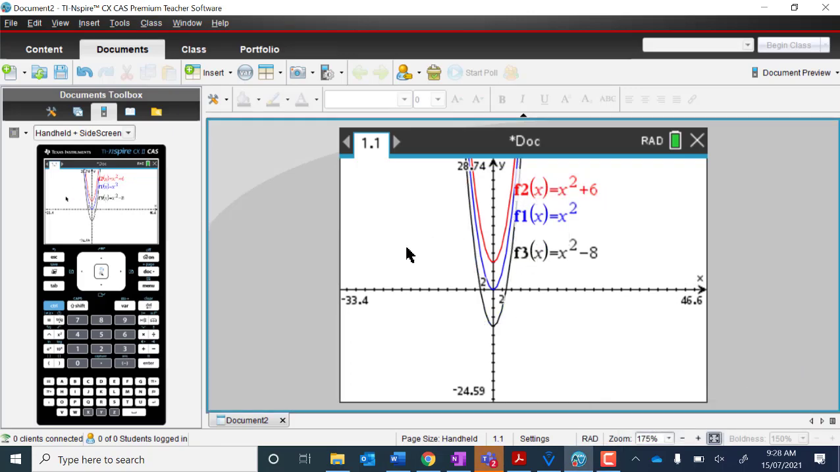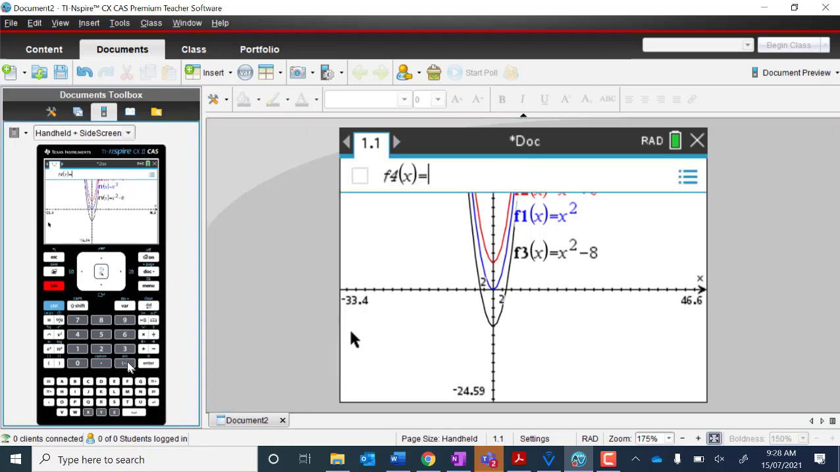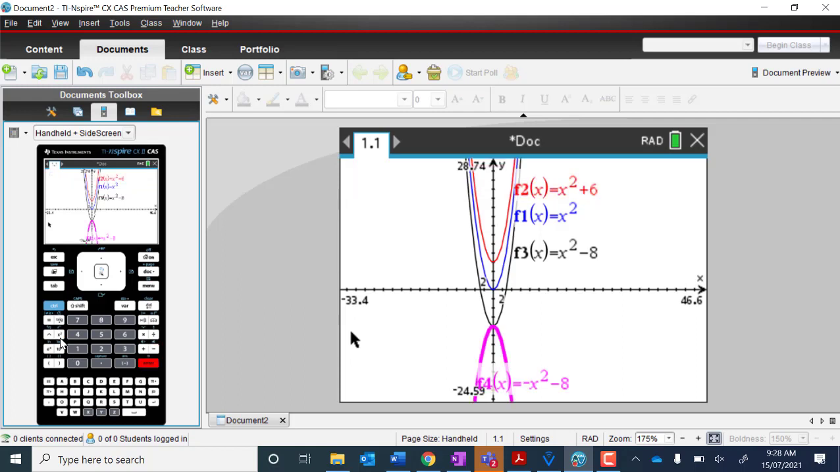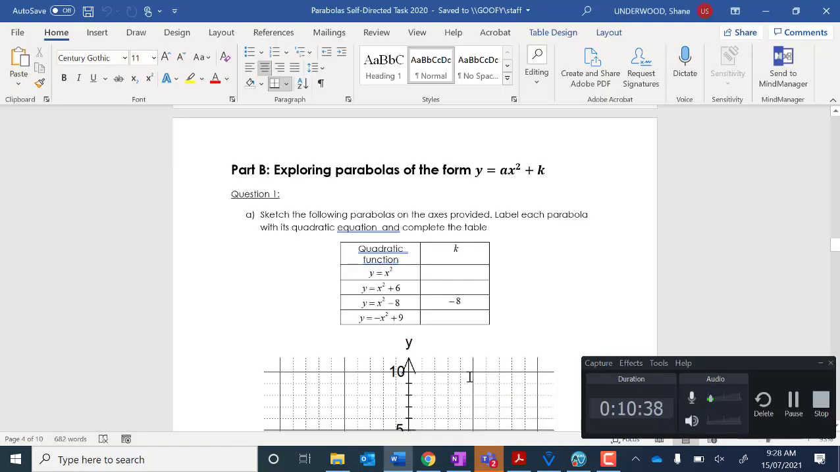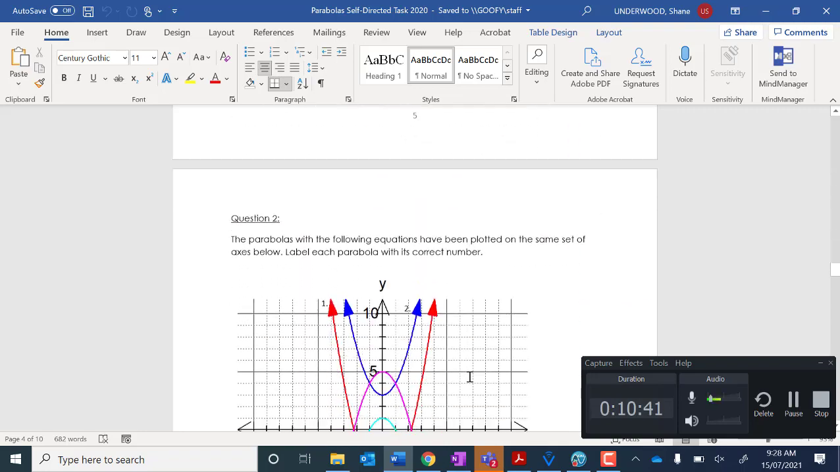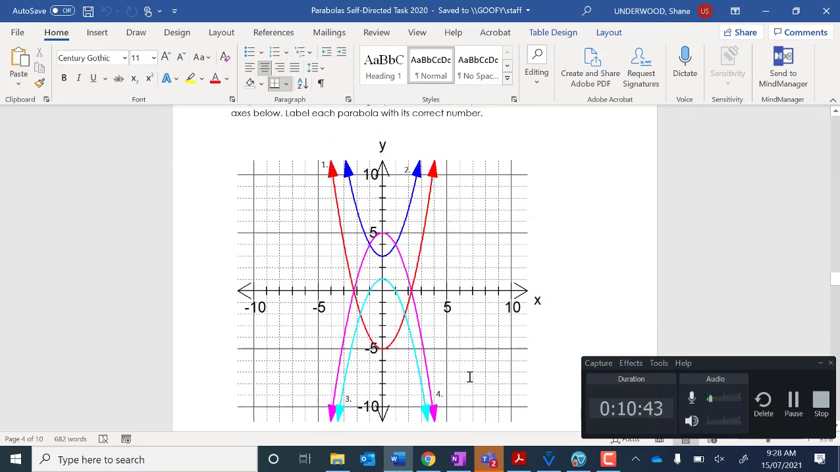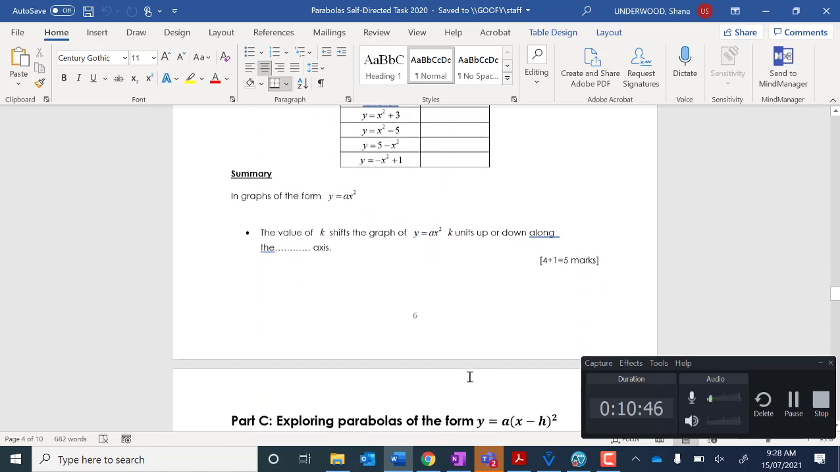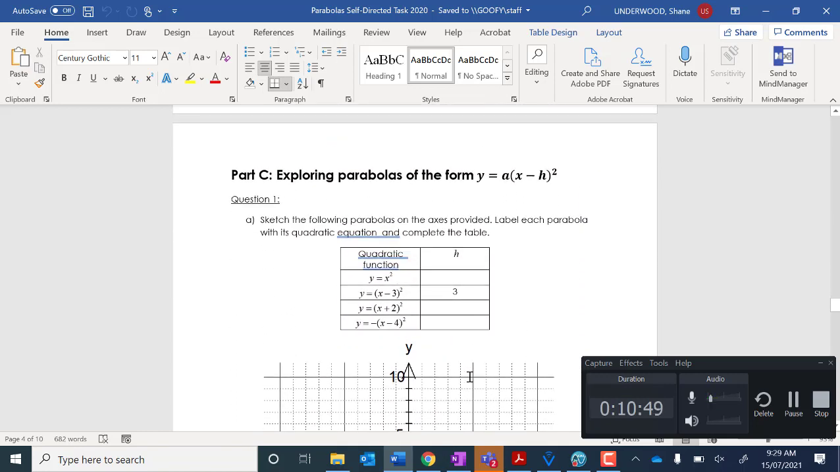So the question that we had was, if I had minus x squared minus 8, we would invert this, but we would still move it down 8 places. So let's do that. Minus x squared minus 8. You can see there, they are inverted, and there you go. You're going to have to do that for those ones and sketch the graph, then fill out which one's which. Okay, pretty straightforward.